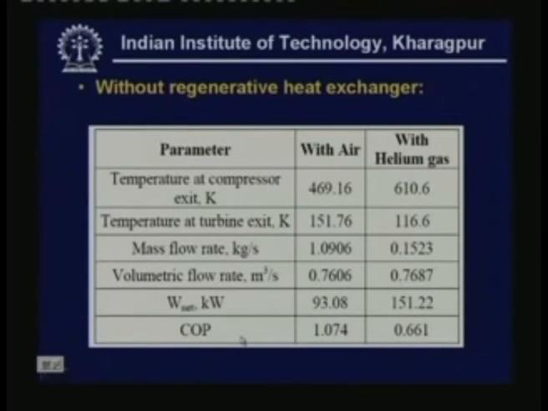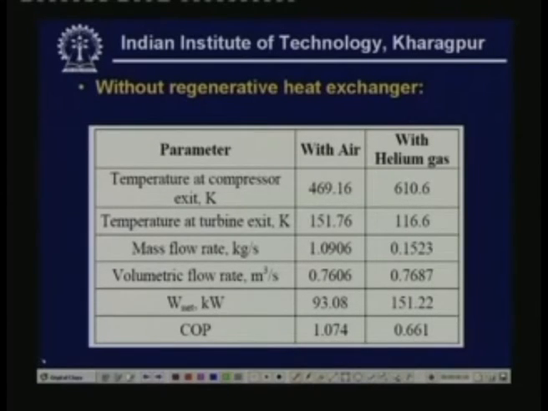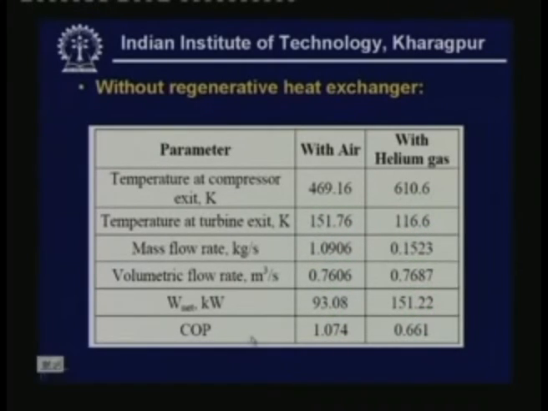Next, without regenerative heat exchanger, again you can see the performance trend is almost the same. With air you get an exit temperature of 469 and with helium you get about 610 degrees Kelvin, and the temperature at the exit of the turbine is 151.76 with air and 116.6 with helium gas. Mass flow rate is again about 1.1 kg per second with air and it is 0.1523 with helium, and volumetric flow rate is 0.7606 with air, 0.7687 with helium. Net work input is 93 kilowatts with air and 151 kilowatts with helium. COP is 1.074 with air and 0.661 with helium. So, this is the performance comparison.